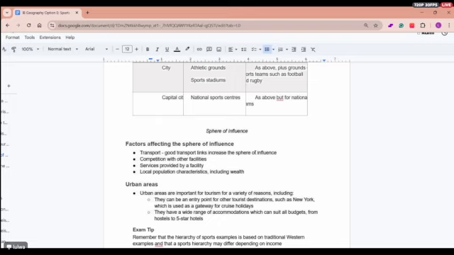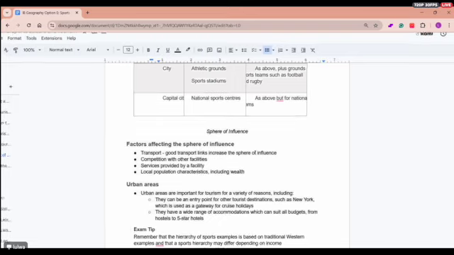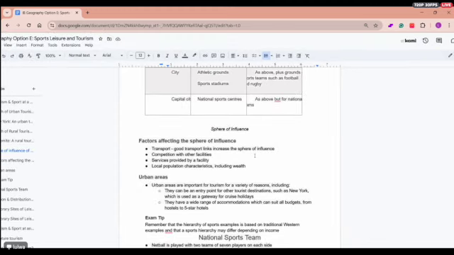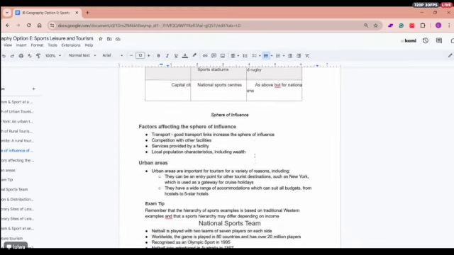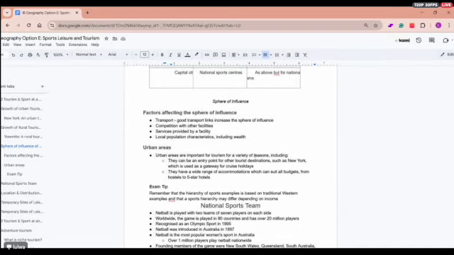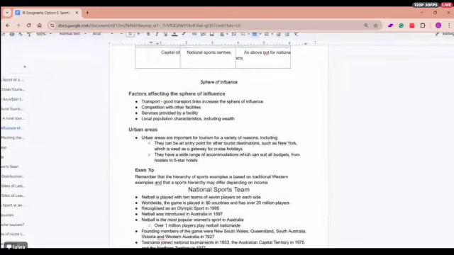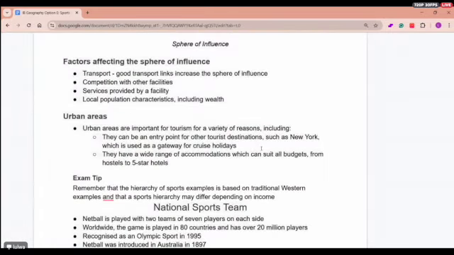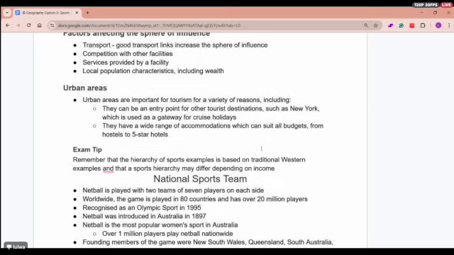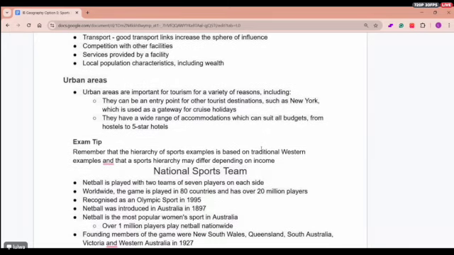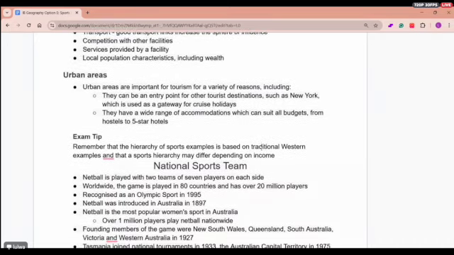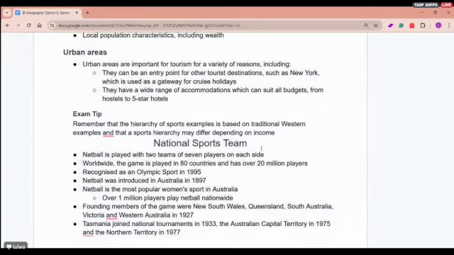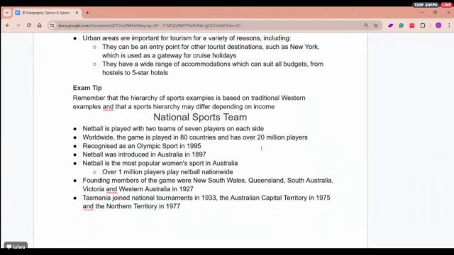That is transport, whereas good transport links increase the sphere of influence. You have competition with other facilities, services provided by a facility, and local population characteristics. Urban areas are also very important for tourism because they can be an entry point for other tourist destinations. And you also have a wide range of accommodation, which can suit all budgets, from hostels to five-star hotels.